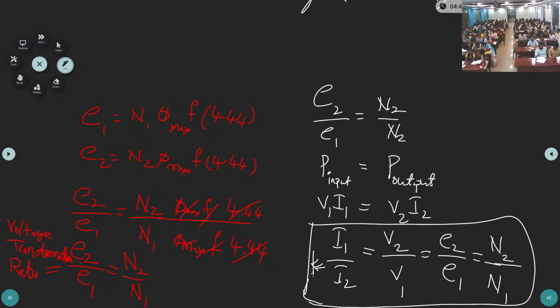Kindly note down the formula. Transformation ratio is denoted as K. K is equal to I1 by I2 is equal to V2 by V1 is equal to E2 by E1 is equal to N2 by N1. Only current is different, I1 by I2.